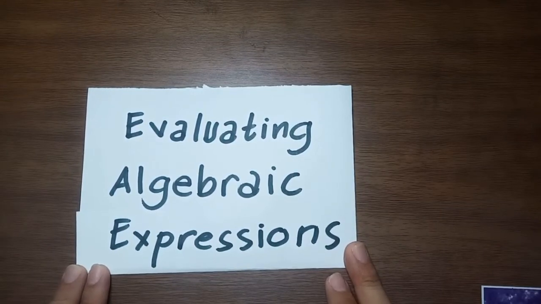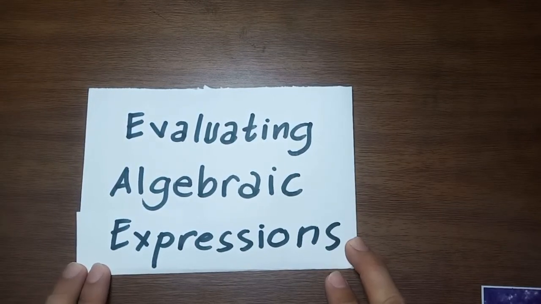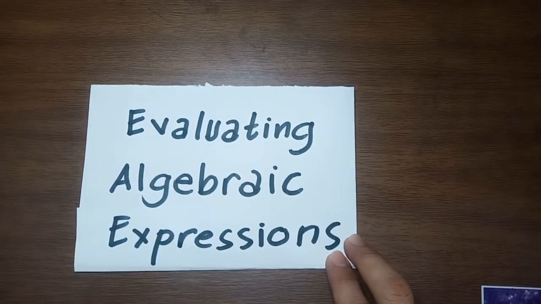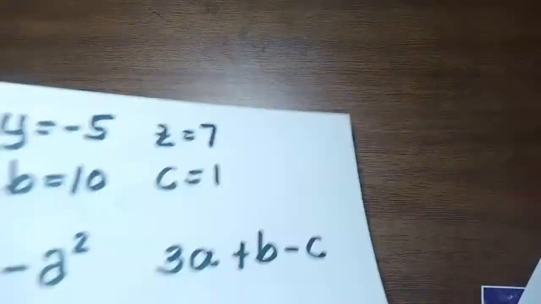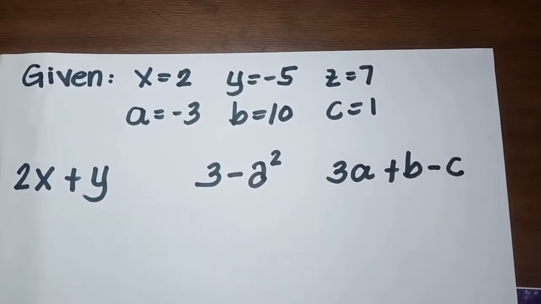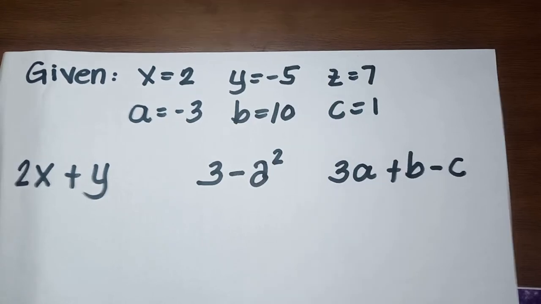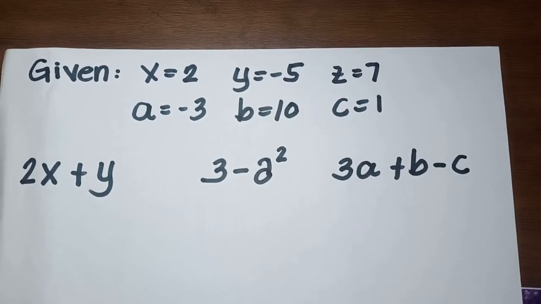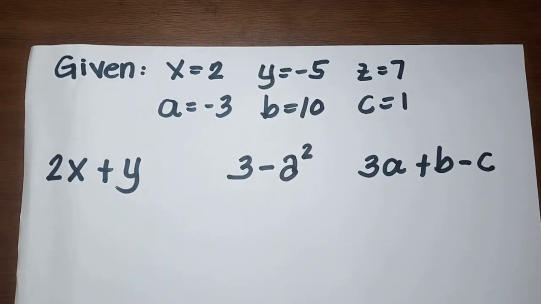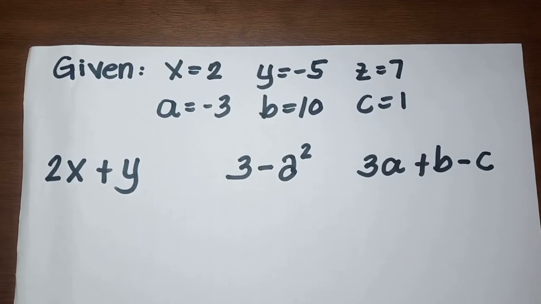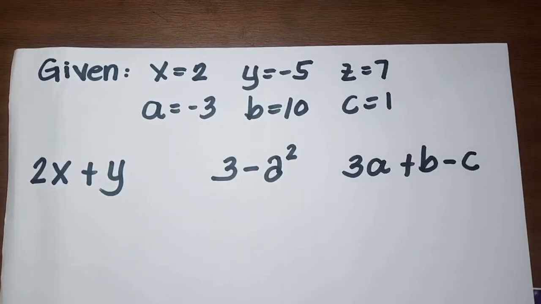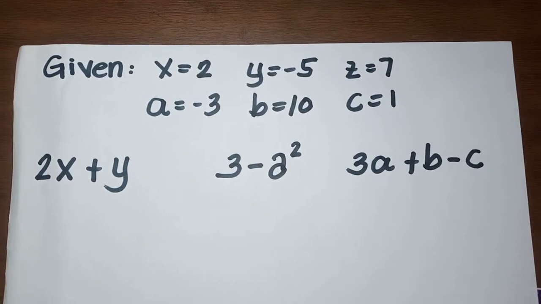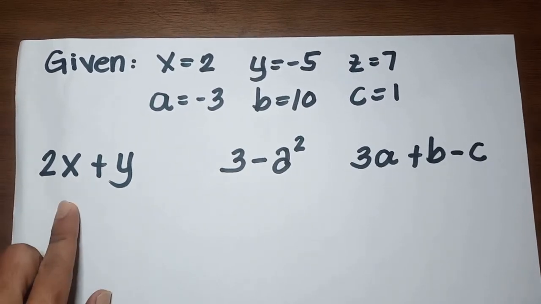Evaluating algebraic expressions. How do we evaluate algebraic expressions? Let us have these examples. For example, we are given the following: x is equal to 2, y is equal to -5, z is equal to 7, a is equal to -3, b is equal to 10, and c is equal to 1. And we are told to evaluate this first example.